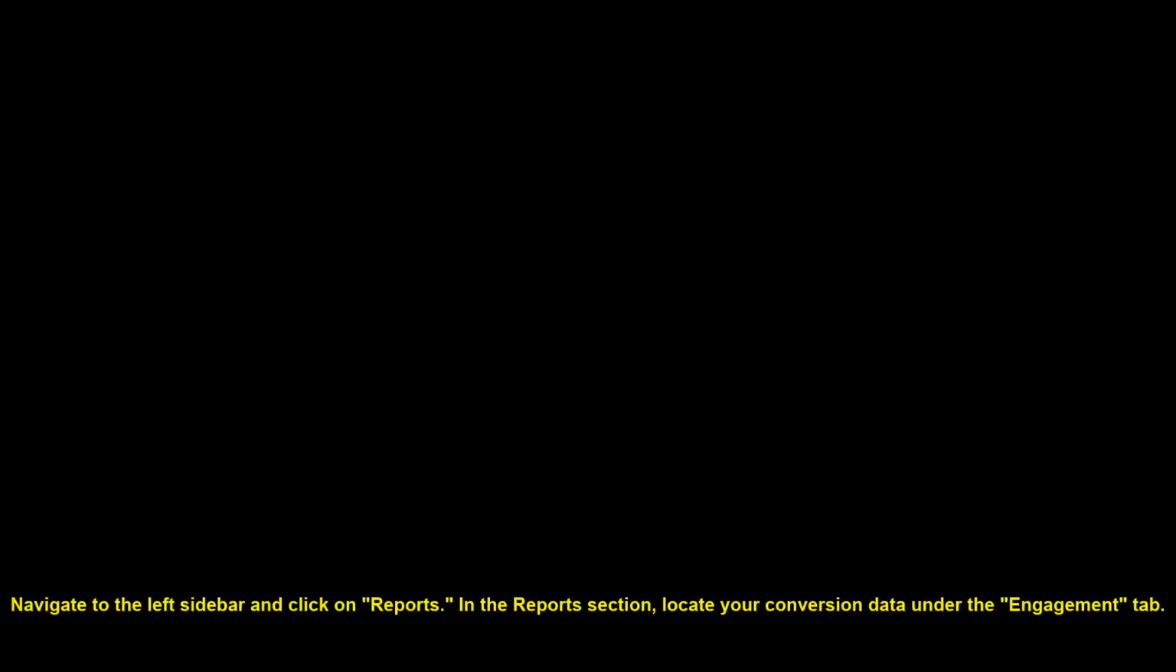Navigate to the left sidebar and click on Reports. In the Reports section, locate your conversion data under the Engagement tab. Click on Conversions to view your conversion events. For affiliate link clicks, access the Events report. Identify the event that corresponds to your affiliate link clicks. Make a note of the parameter names relevant to your conversions.